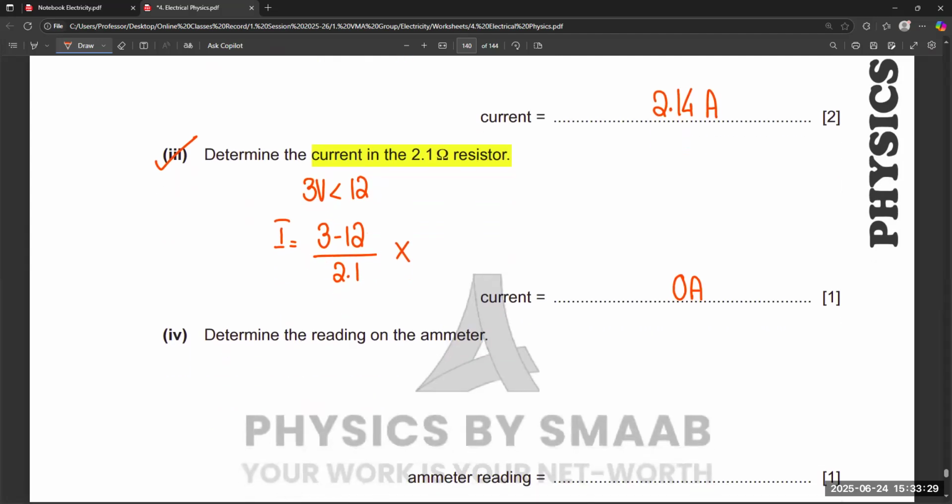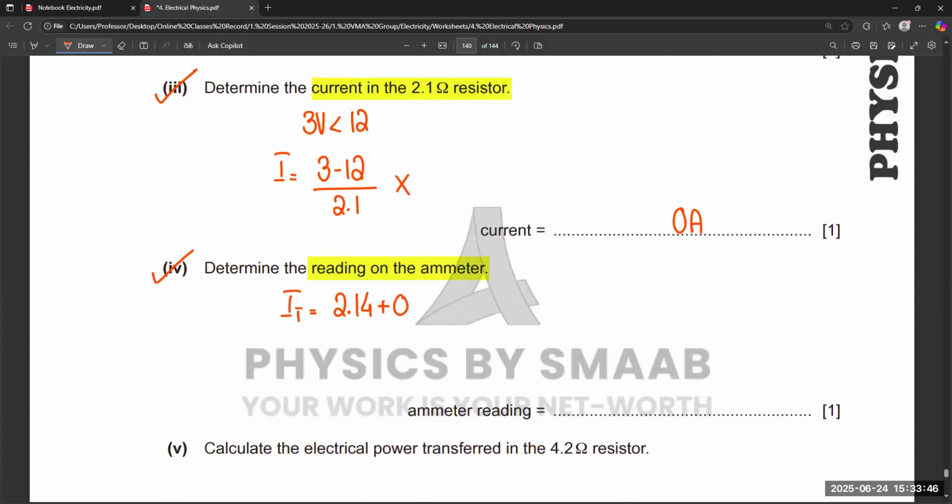And for the ammeter, we know that we have a parallel combination. So in parallel combination, we have to combine electric current. So we know that one value is 0, other value is 2.14. So the final answer remains the same. So basically, in this question, there are more concepts as compared to the calculations.